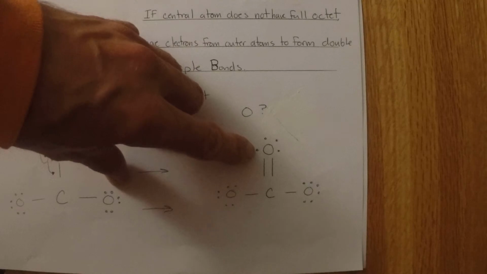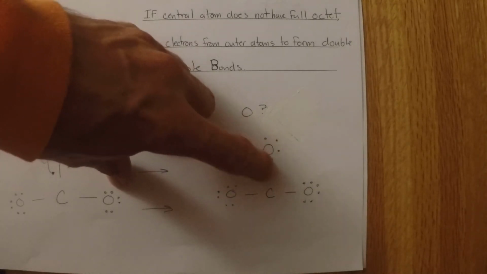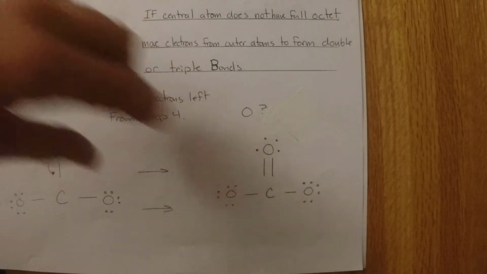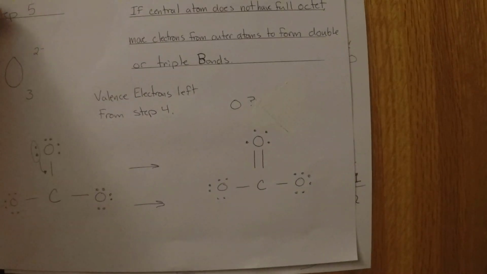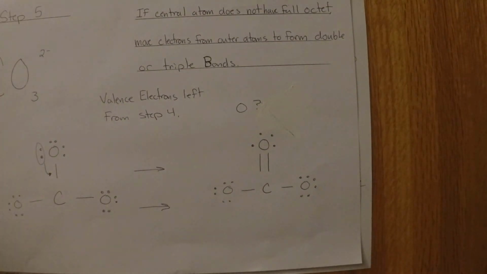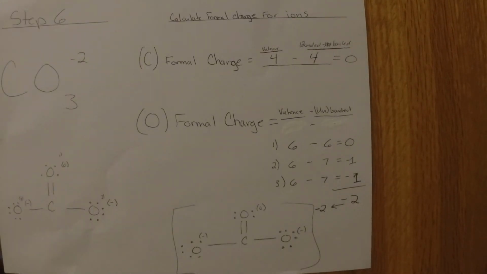Now this oxygen still has 1, 2, 3, 4, 5, 6, 7, 8. So all the octets are full. However, we have a charge with it. So that leads us to step 6. And in step 6, we have to calculate the formal charge for the ions. And basically, all we do is look at the carbon. We know it has 4 valence electrons. And the unbonded electrons, we know that it has a total of 4 as well.